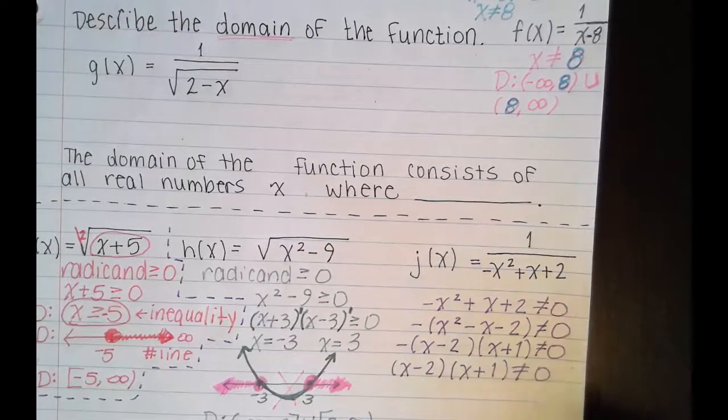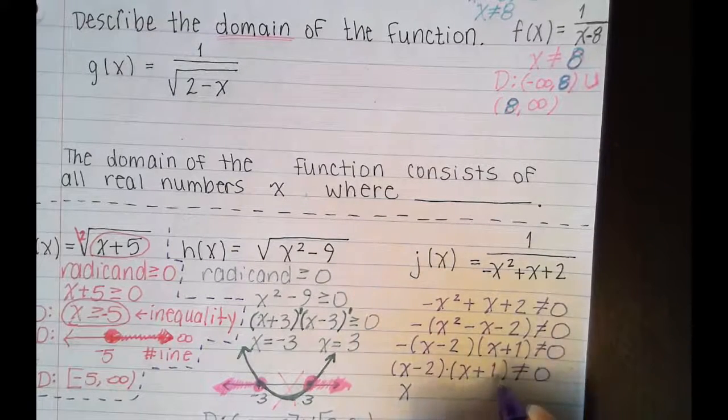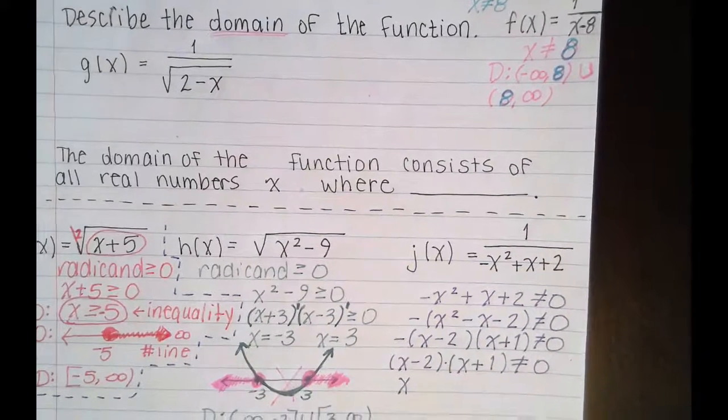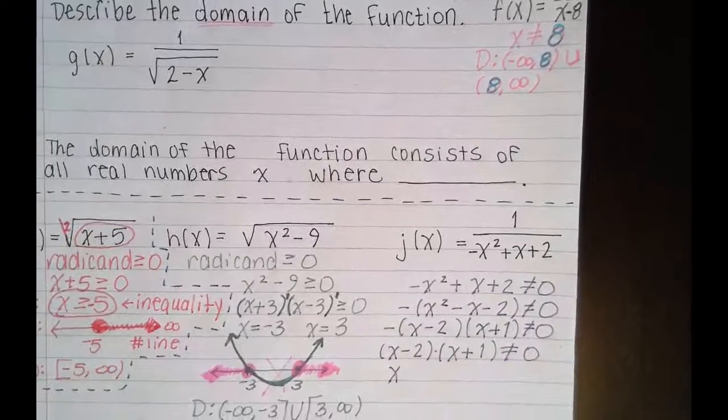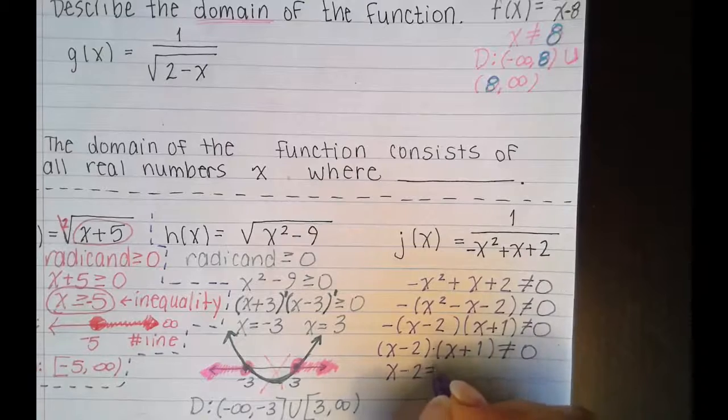So x minus 2 can't equal 0. That will happen when x equals 2. Therefore, x cannot equal 2. Get it? X plus 1 cannot equal 0. Therefore, that will happen when x is equal to negative 1. Therefore, x cannot equal negative 1.